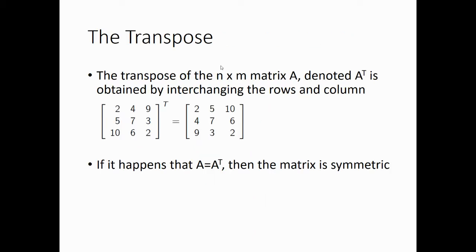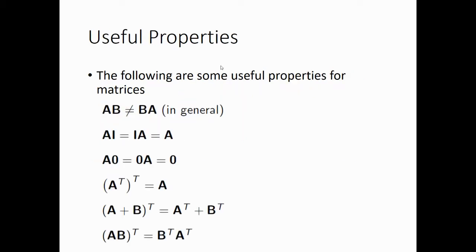The transpose of a matrix is obtained by interchanging the rows and the columns, as you can see here. Now, if it happens that A is equal to A transpose, then the matrix is said to be symmetric. Some useful properties for matrices, as we mentioned, A times B is not necessarily equal to B times A in general. There are cases where that happens. An example is in the second point with the identity matrix. A times the identity is equal to I times A, which is equal to A. The zero matrix is also commutative.